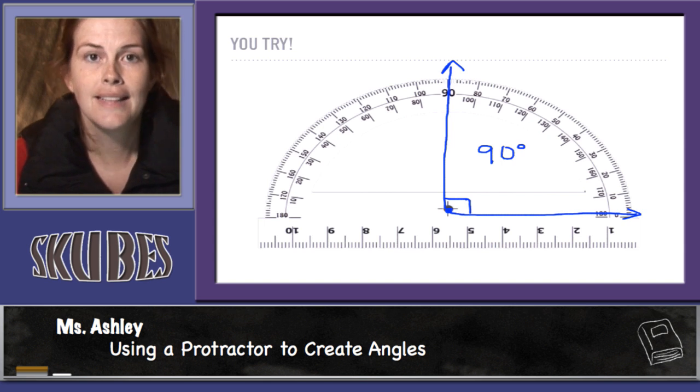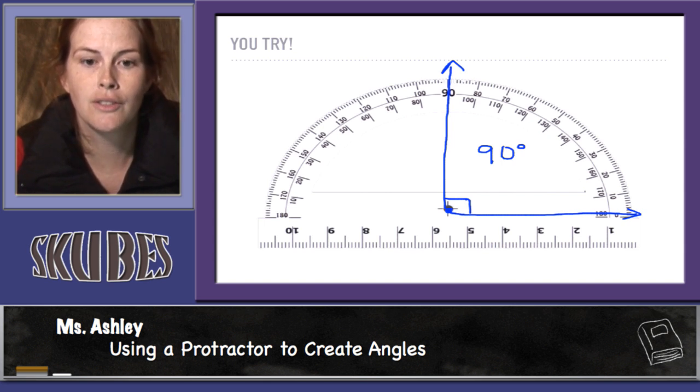This concludes our lesson on using a protractor to create angles.